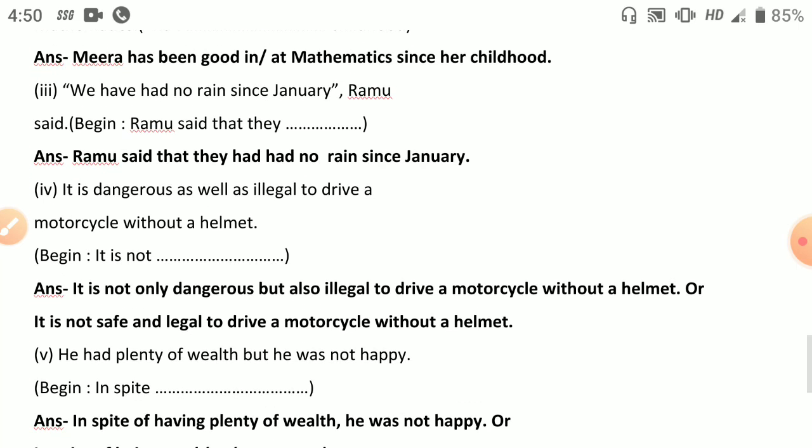Next, it is dangerous as well as illegal to drive a motorcycle without a helmet. It is not... So this is again affirmative and negative sentences. You can use: it is not only dangerous but also illegal to drive a motorcycle without a helmet. Or you can make dangerous as not safe, expanding that word into not safe. It is not safe and legal to drive a motorcycle without a helmet.